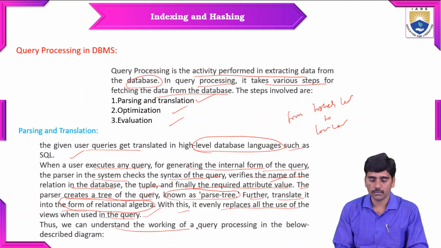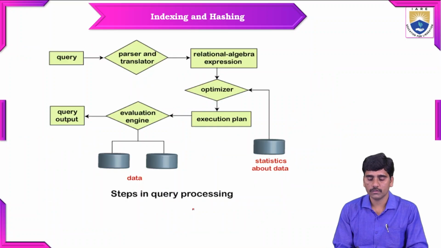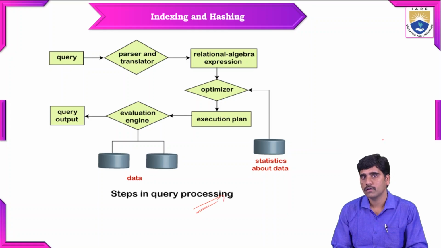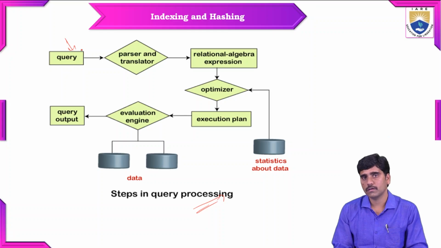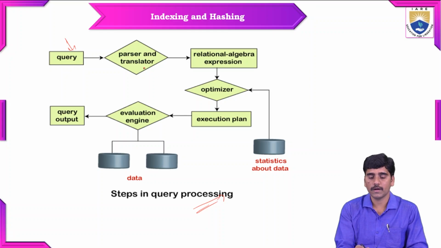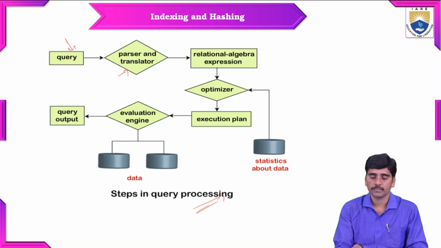Thus, we can understand the working of query processing in the diagram below. Here is how we process the query. This is the query which you apply. After giving the query, it is taken by the parser and translator, which checks each syntax, each attribute, and each table from the query, and the query is converted into a relational algebra expression, that is, high level converted into low level query.